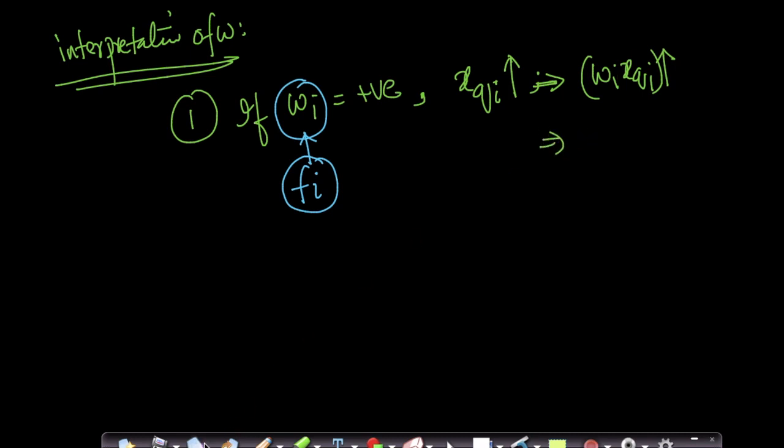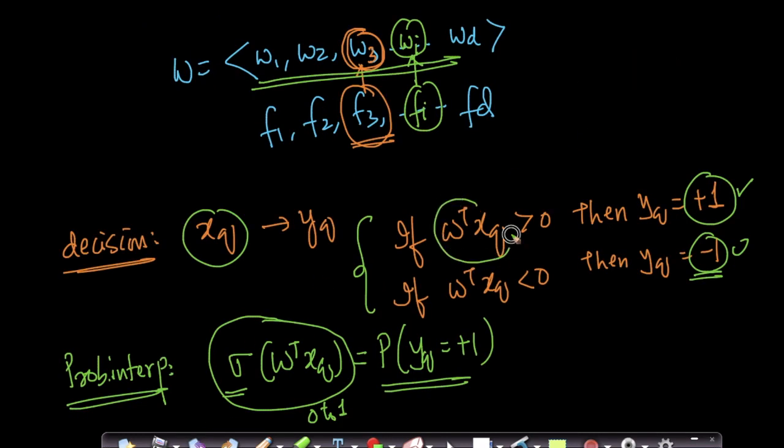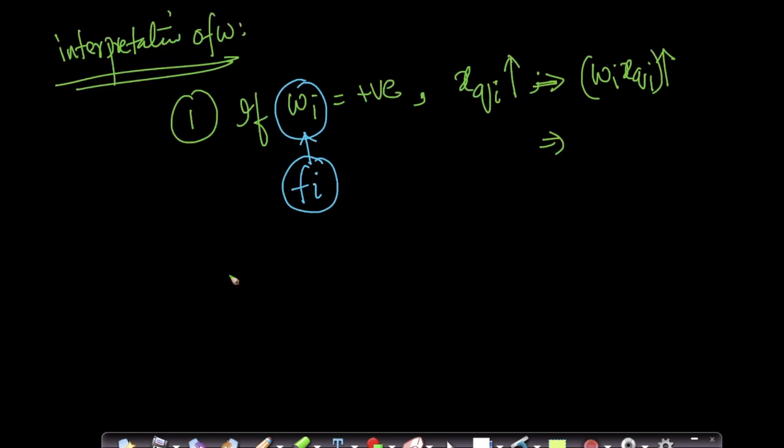Because what is my decision surface? My decision surface is W transpose xq. And what is W transpose xq? It is basically the summation of i equals 1 to d of wi xqi. This is a vector notation, and this is a scalar notation. So now what does this mean? This means the summation of i equals 1 to d of wi xqi, this whole thing also increases.